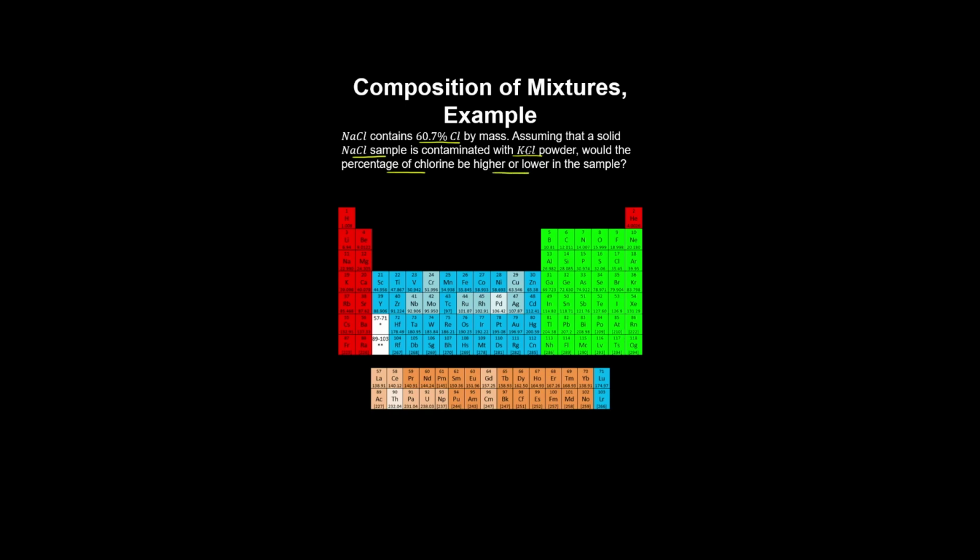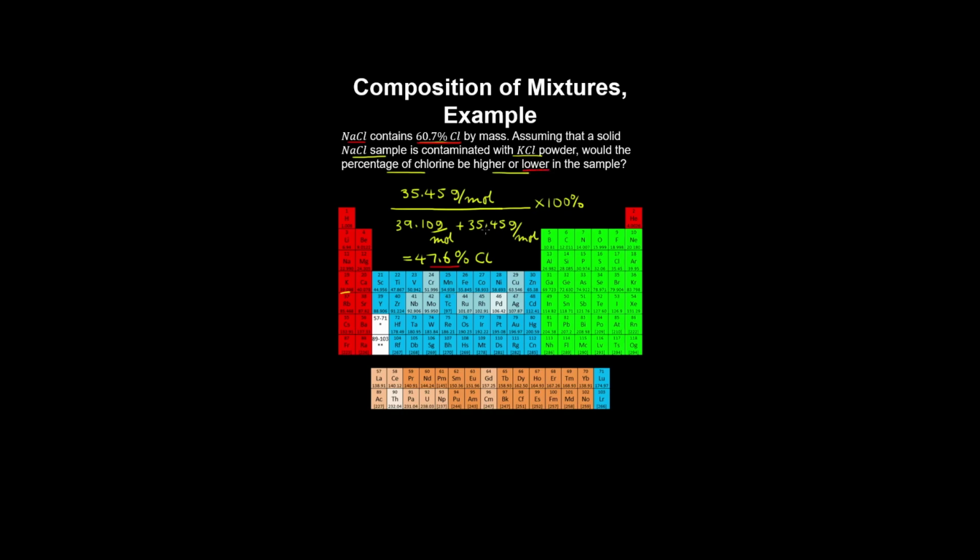Well, the percentage of chlorine in potassium chloride powder can be obtained using the molar masses in the periodic table. So we have the molar mass of chlorine over the molar mass of potassium chloride, which gives 47.6% of chlorine in potassium chloride. So therefore, given this percentage is lower than the percentage of chlorine in sodium chloride, we expect that the percentage of chlorine in the entire sample would be lower.